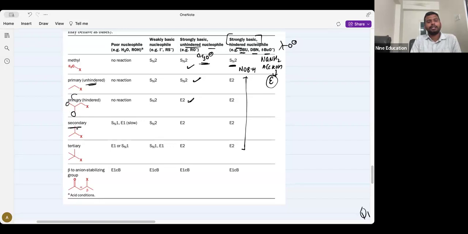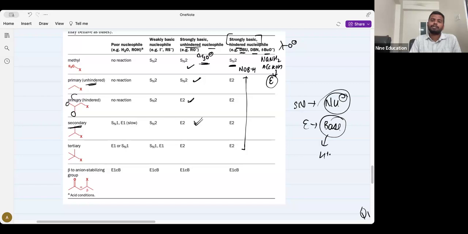Let's say you have secondary. So secondary may, if you have this base, it will go for E2. This will act as a base. Always remember, in SN reaction the reagent will act as a nucleophile, but in elimination it will act as a base. Base will take H positive. Nucleophile will attack on carbon to remove the leaving group.